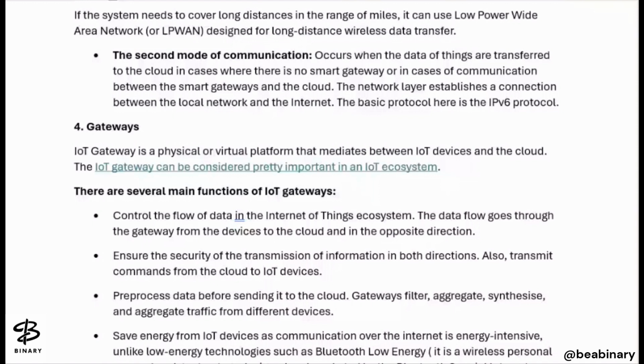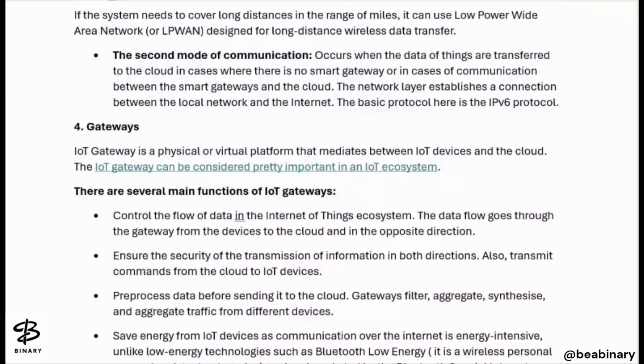Another, second mode of communication in the network layer occurs when the data of the things are transferred to the cloud. In case there is no smart gateway, or in case of a communication between the smart gateways and the cloud. So here we are talking about the basic protocol, IPv6 protocol. The network layer establishes a connection between the local area network and the internet. Local network and the internet.